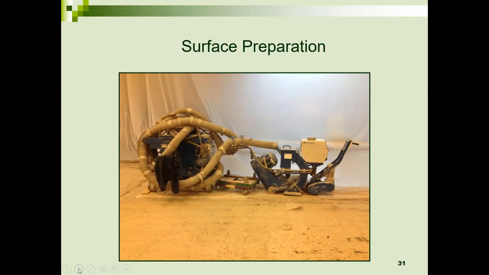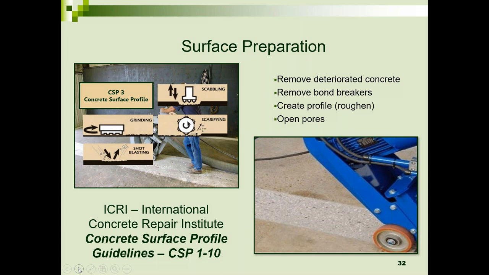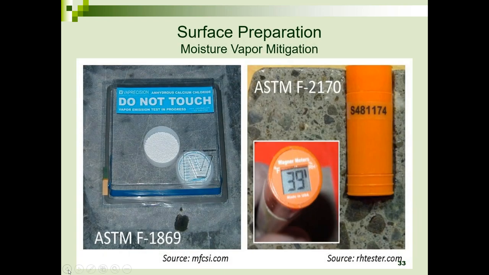Here we see a blast track machine that shoots out a small little metallic BB. It removes contamination, it removes weakened concrete, and surface prep again is typically mechanical. We're either talking grinding or shot blasting. The International Concrete Repair Institute created a surface profile guide. A CSP3 is required generally for tile setting materials, underlayments. So again, aggressive prep is important. A broom, a mop and a bucket, a squeegee and garden hose is not good surface prep.